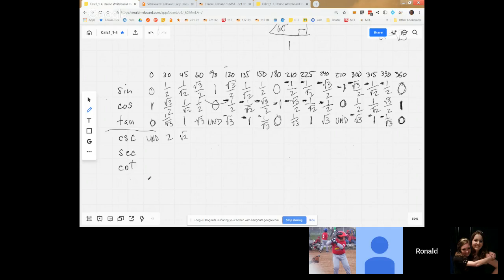60 degrees, square root of 3 over 2. And the reciprocal of 1. Okay, reciprocal of 2 over the square root of 3. Zero is reciprocal again. I'm having a little trouble with my marker. Let's try that again. Okay, this should be undefined.